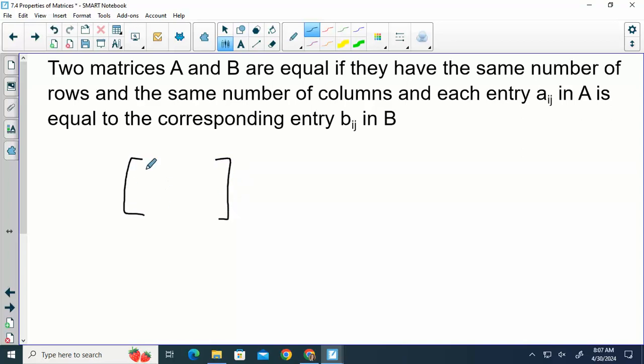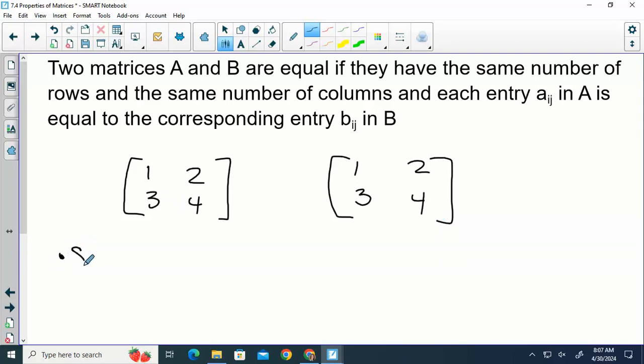if they are identical. So if this were the first matrix, row 1, column 1 is a 1. So for the other matrix to be equal, row 1, column 1 has to be a 1. Row 2, column 1 is a 3. Row 1, column 2 is a 2, and so forth. So exactly what you would have expected if I hadn't told you. They're equal if all the corresponding entries are the same.